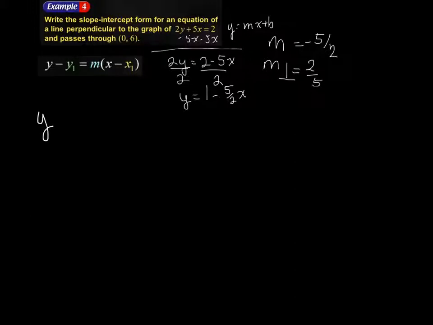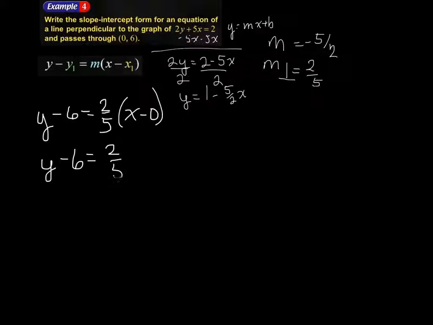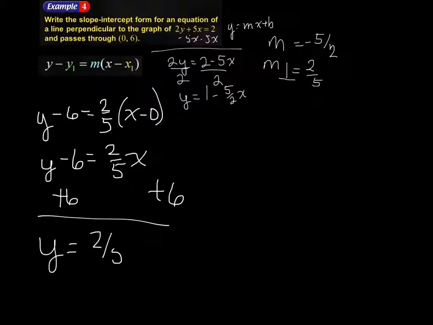y minus the y part of my point equals the slope that we found, 2/5, times x minus the x part of my point. Oh, subtracting 0, that's fun. When we subtract 0, not much happens. So all I'm going to have is y minus 6 equals 2/5 x. That'll be easy to change to slope-intercept form. So I get y equals 2/5 x plus 6.